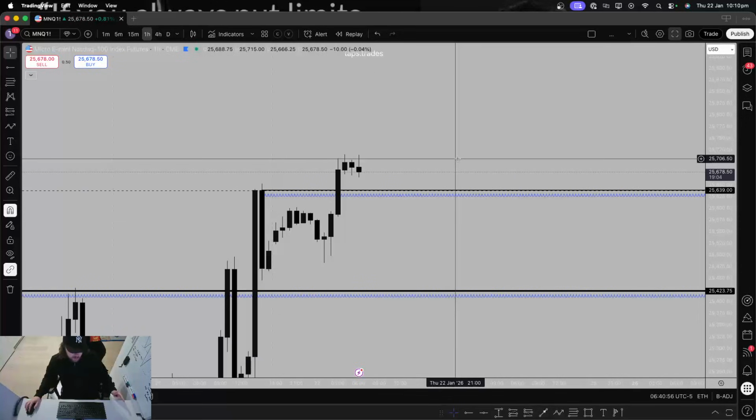Higher time frame, wait for the indication, wait for the correction on the higher time frames, draw your level of interest, scale down to 15-minute, 5-minute time frame, and look for higher highs and higher lows if it's an uptrend. And that's as simple as it is, guys.